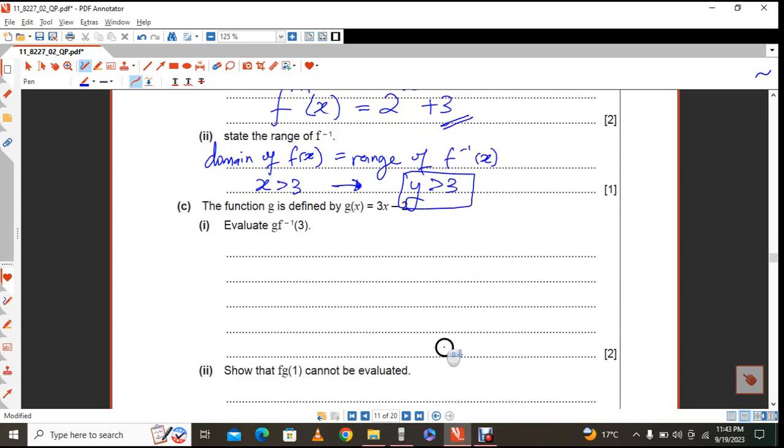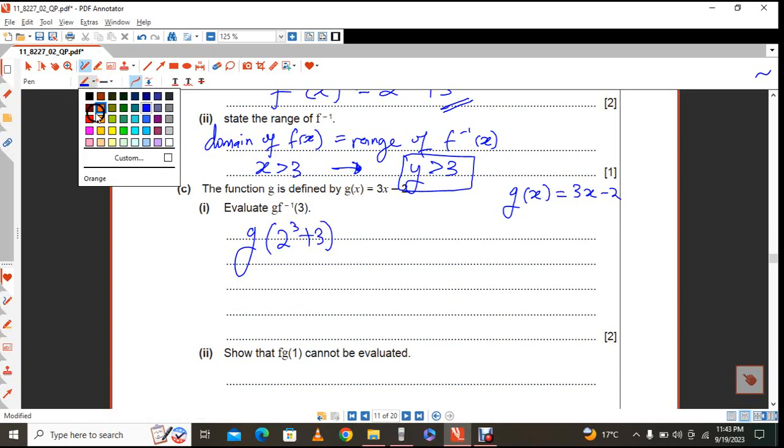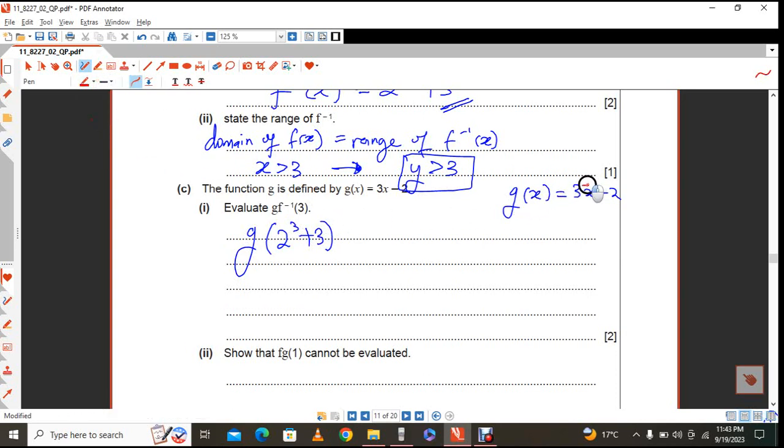Then they say for part C Roman 1, the function g is given. So g is given as 3x take away 2. I just have to rewrite it over there. And then you have to take the inverse of f, which we know as 2 cubed plus 3. And we're going to substitute into g everywhere where you have an x value. Okay, so that implies that it's 3, then it's 2 cubed plus 3 minus 2.